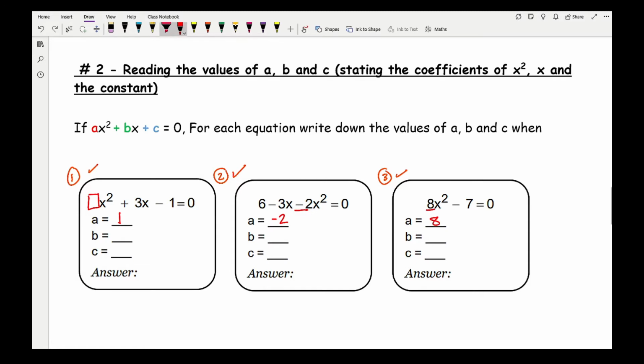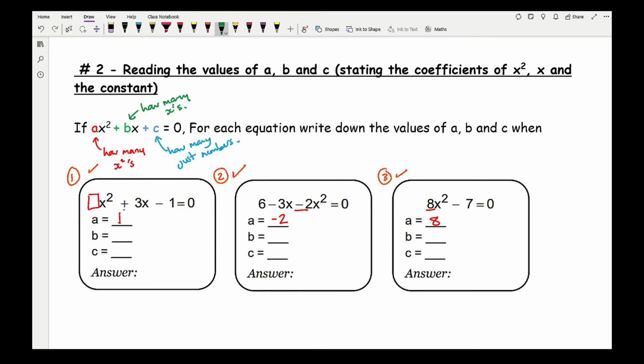Now for b, which is using green, it's asking for how many x's have we got. So let me just write that down. So a is how many x squareds. b is how many x's. And the c is how many just numbers have you got. That doesn't really quite make much sense in terms of English, but hopefully it makes a bit of sense with regards to what we're doing.